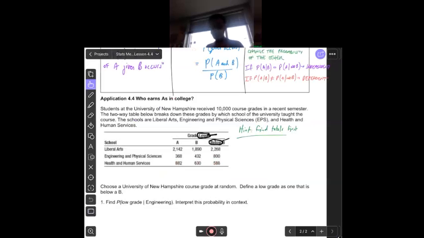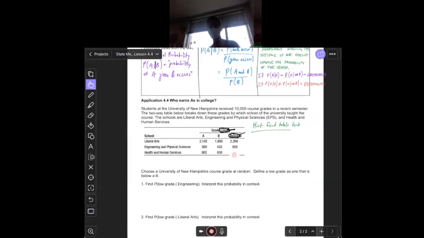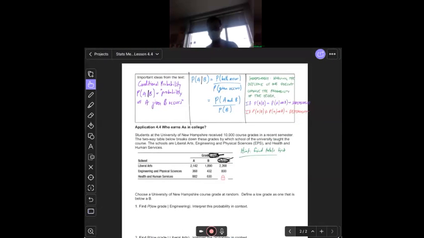Is there anything else you guys need me to clarify for this conditional probability, this idea of independent events, dependent events?